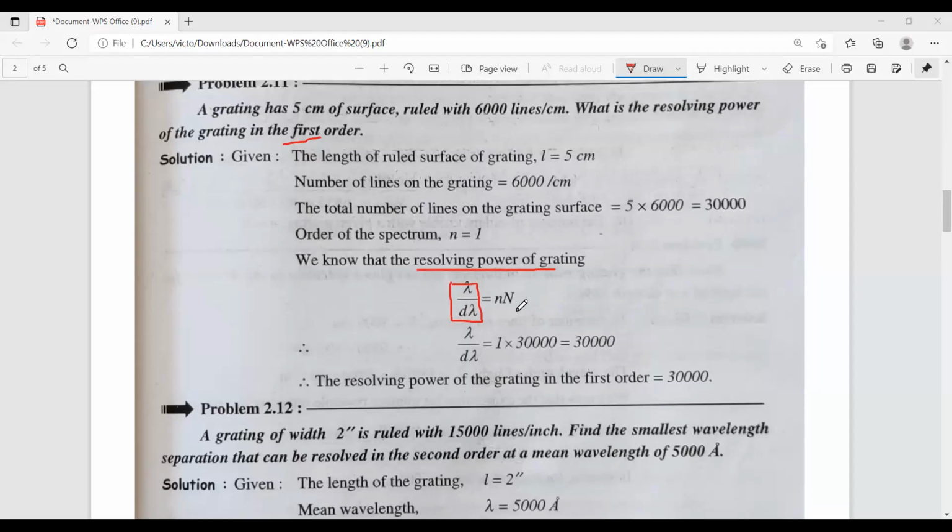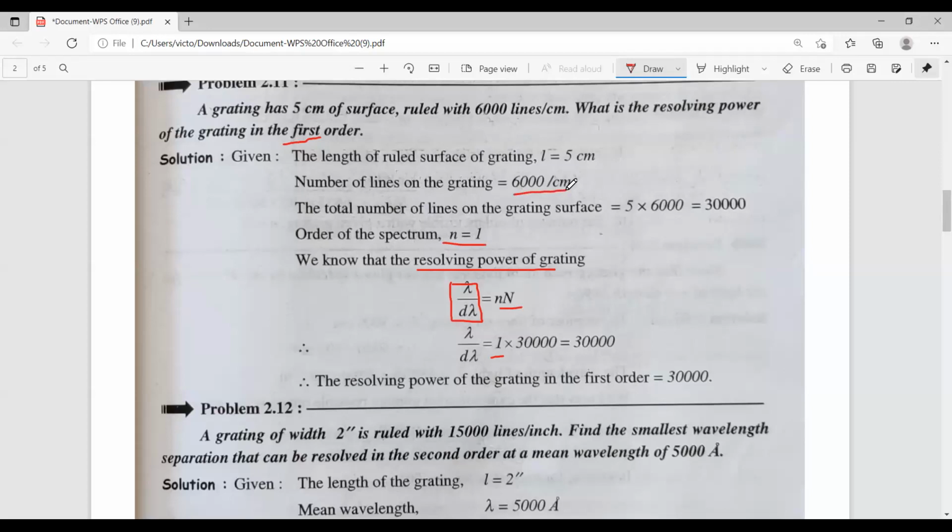Small n into capital N. Here the small n value is given in the problem: first order. So n value is 1. And next, what is capital N here?